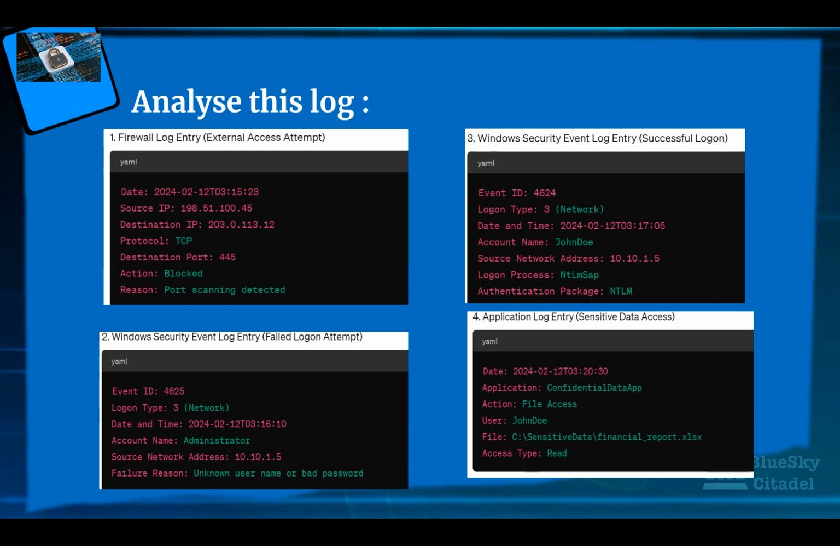Yeah, I want to ask a question. Is it possible these two accounts, the account names Administrator and John Doe, are on the same computer? You know, like having two accounts on the same computer, because the IP source network address is just the same. Is it possible it's the same computer or two different computers? So every computer will have its own IP.